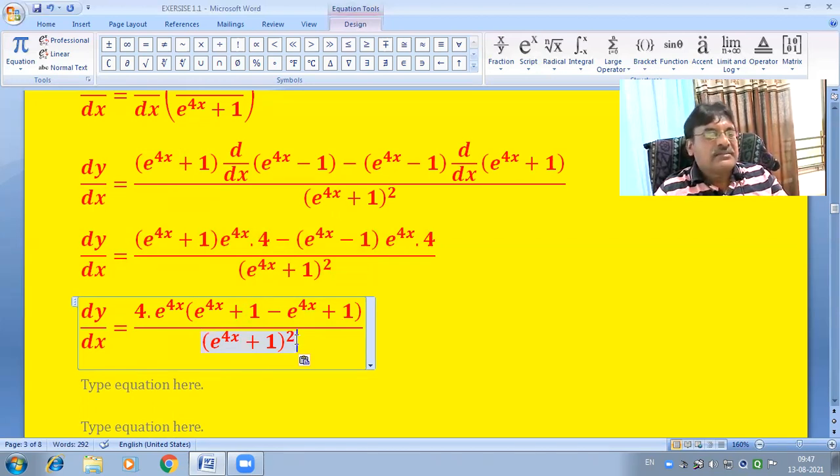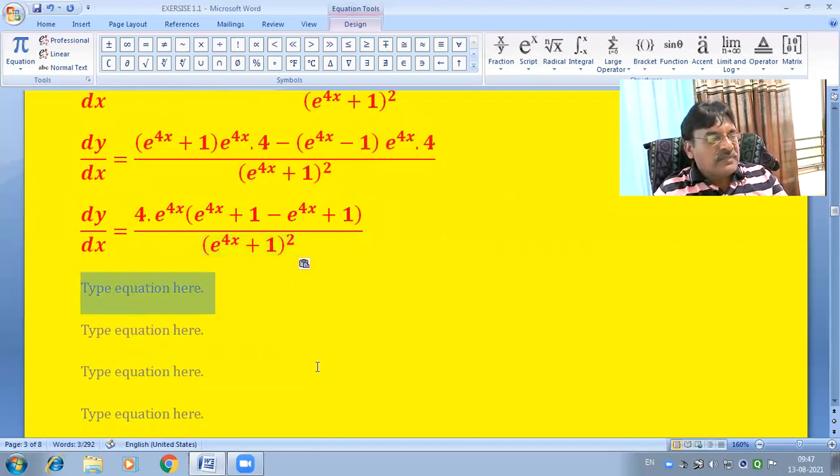Again, we repeat this. Here e to the power 4x into 4, here also e to the power 4x into 4. So take 4 into e to the power 4x common. Then in bracket, here remaining is e to the power 4x plus 1, and here remaining is e to the power 4x minus 1. Multiply this bracket by the negative sign. So negative, positive, negative e to the power 4x. Negative, negative, positive, plus 1.